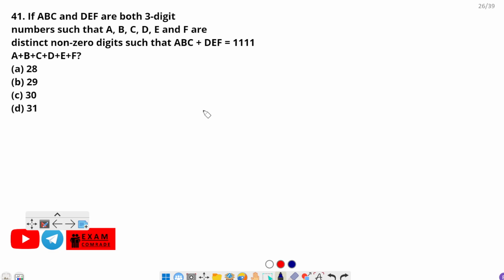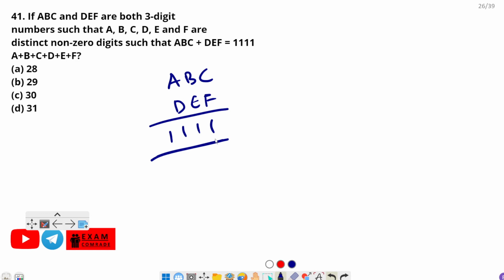Okay, next question. It is given that a plus b plus c plus d e f is equal to triple one. Okay, double one double one. Okay, we're saying that non-zero digits. Okay, c plus f is equal to 1. Right, we can write c plus f is equal to 11. This cannot be 1, this can be 11 only.